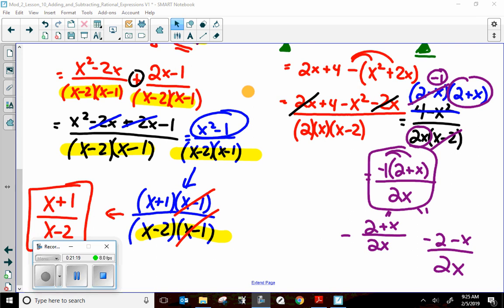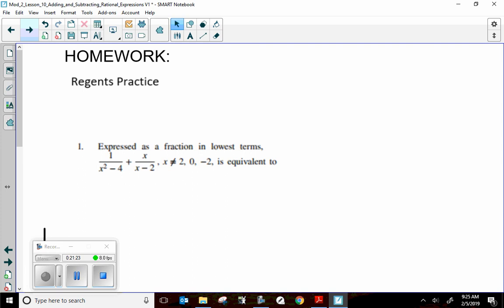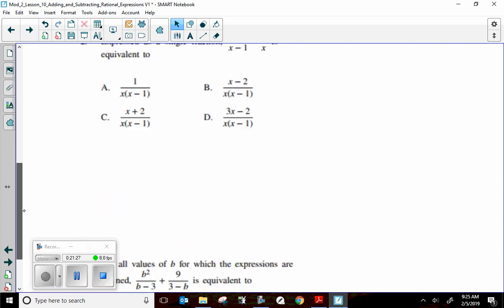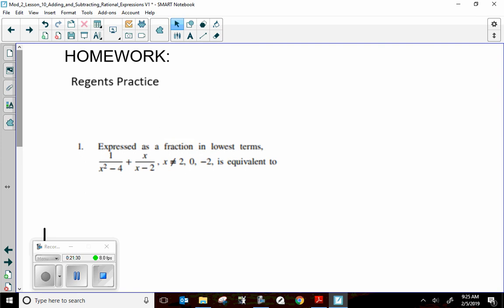There are 3 problems for homework, and I'm going to tell you something on the homework. They are Regents practice. These are problems that came right off the Regents. Okay, just 3 of them. So I want you guys to do 3 of them because we're going to go over these in class, and if you're not in my class, well, look up the answers, I guess. I don't know what to tell you.